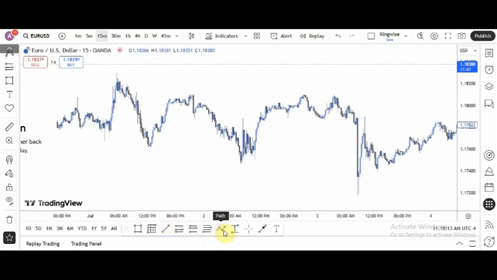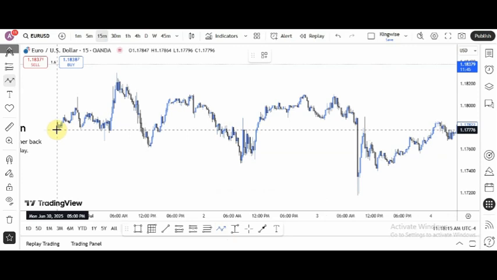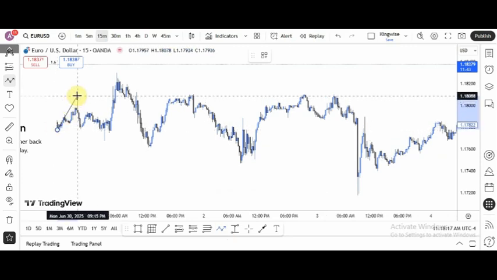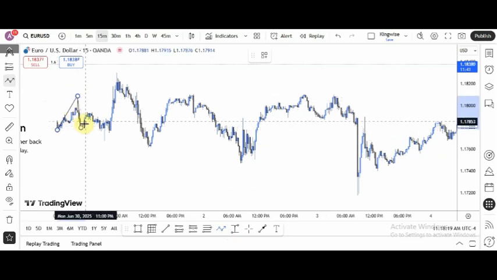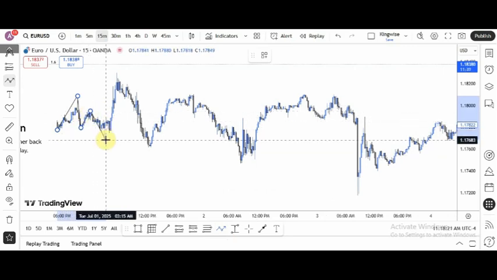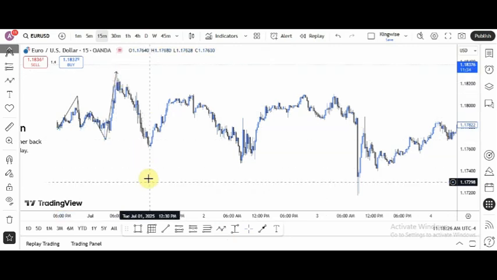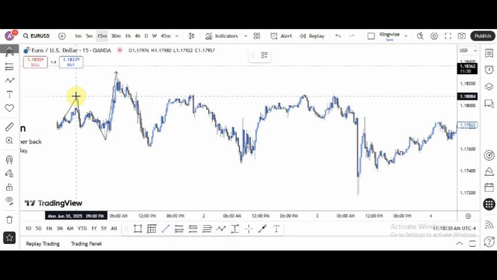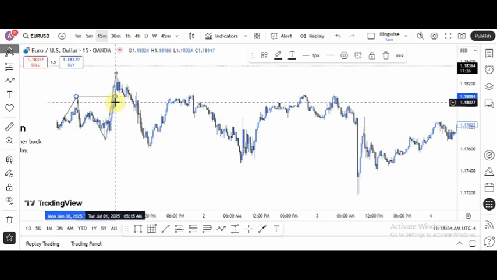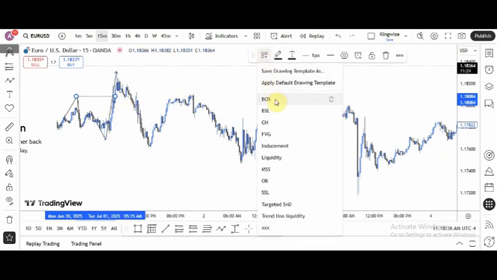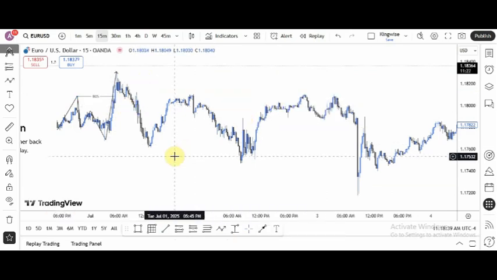Now let's read this market structure. Assuming this is where market was, and then it did something like this. This is what we were calling consolidation the other time, right? And now price pushed to the upside. What happened? It broke this structure to the upside. Break of structure to the upside.